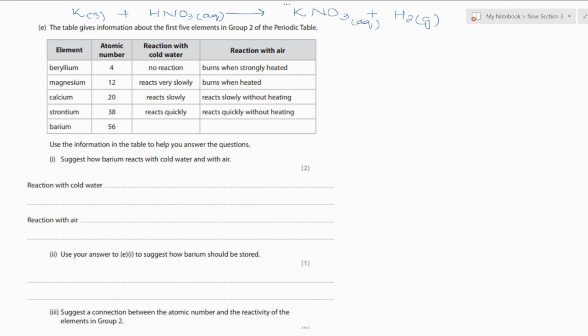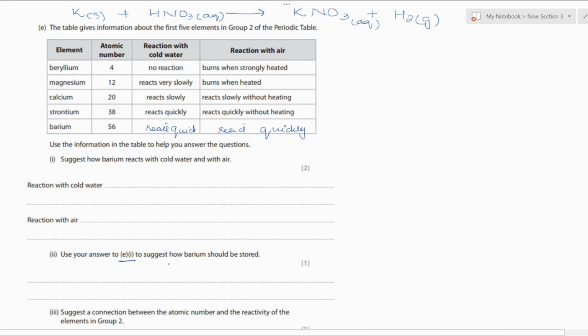Now you need to suggest what can be the reactivity for barium. Yeah, barium is given. Good. So as we have seen that the reaction is becoming quicker as we move down the group. So both react quickly. Good. Suggest how barium reacts with a coal. Okay, this we have done.